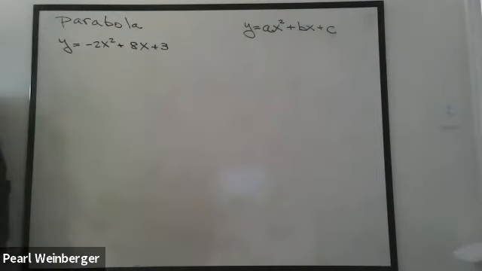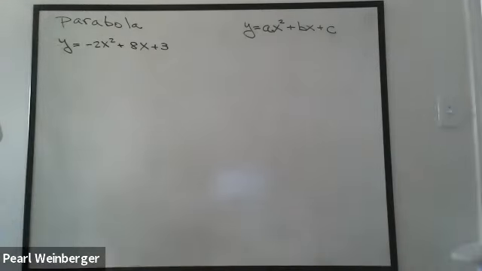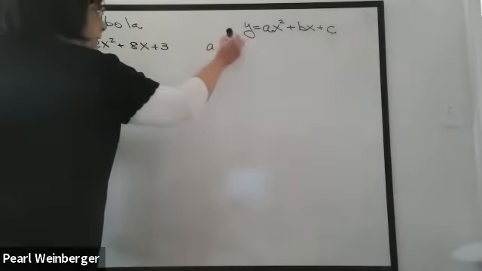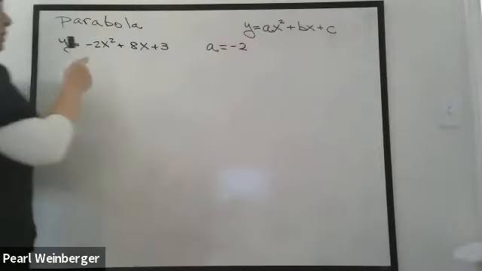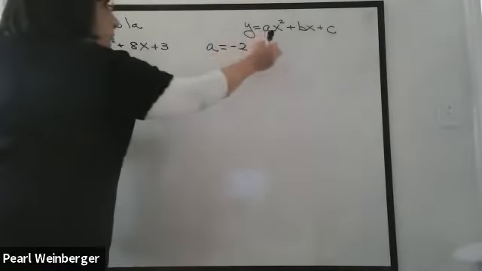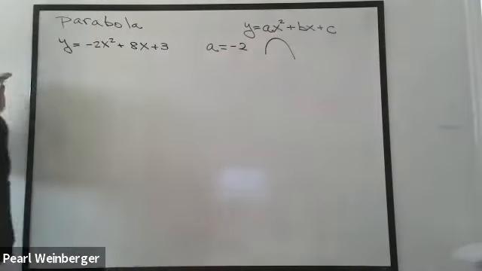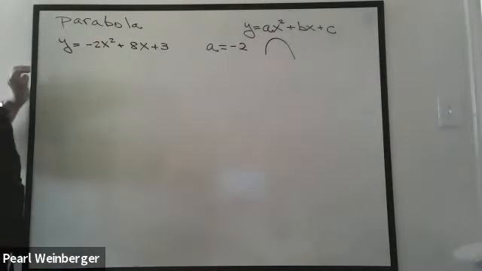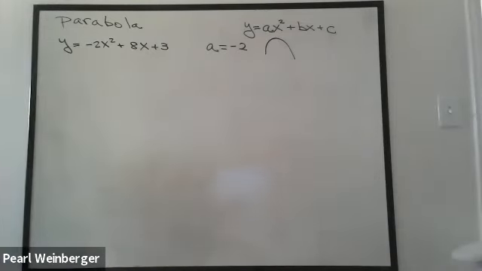A, I know this is a parabola. Why? Because I have an x squared term in my equation, but I do not have a y squared. I also know that my a happens to be -2, which means that this parabola has to be an upside down parabola. A is negative, this is a frown.